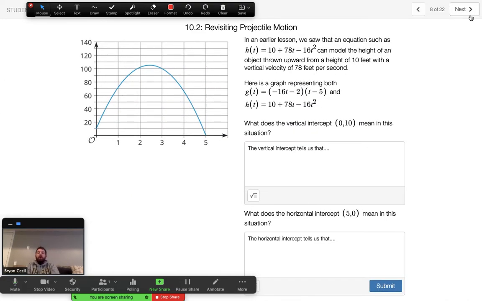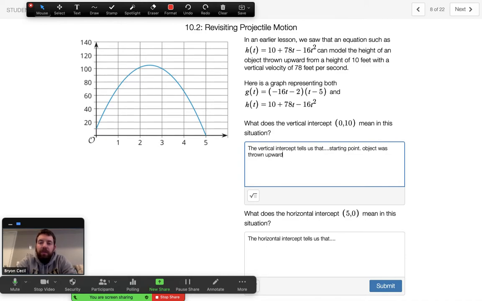Okay, what does the vertical intercept tell us? Okay, guys, it tells us our starting point, or that the object was thrown upward from a height of 10 feet, which is what they told us, okay?